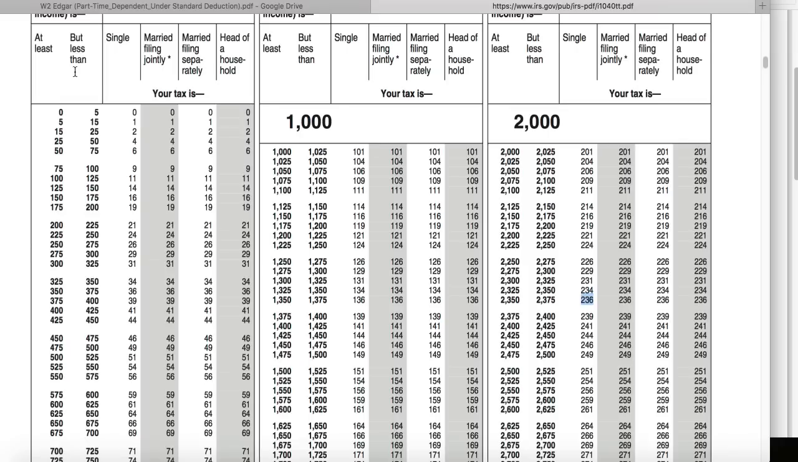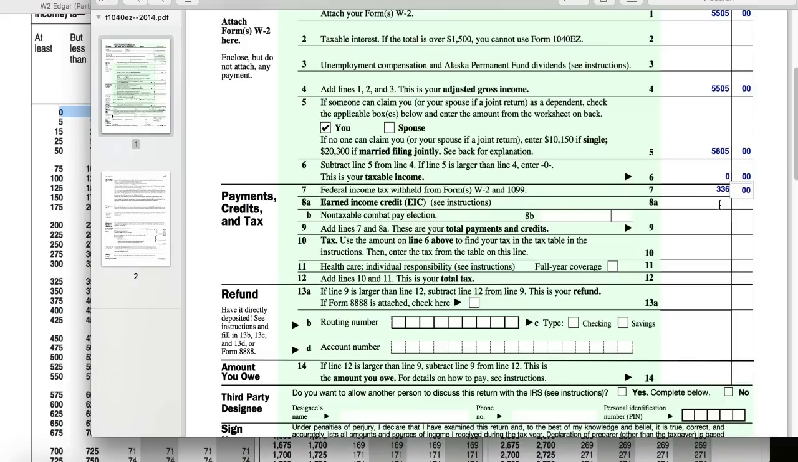But at the end, it's 0 to 5. So what I'm going to do is put... I went a little ahead of myself there, 0. So what it says here, taxable income, I have $336. Earned income credit, I don't have any of that. Non-taxable combat pay, I don't have any of that. So I'm going to add lines 7 and 8A, and I'm going to have $336.